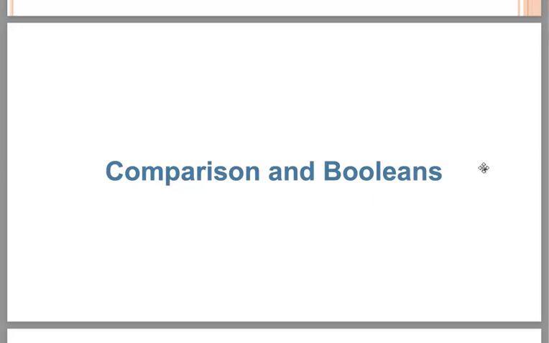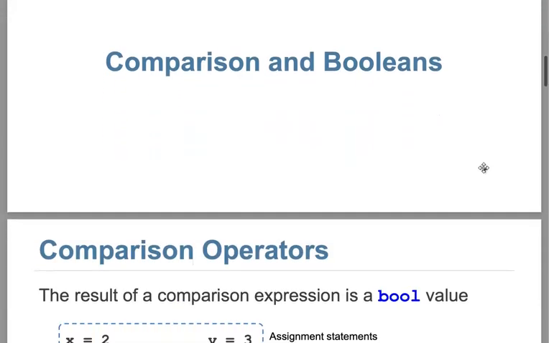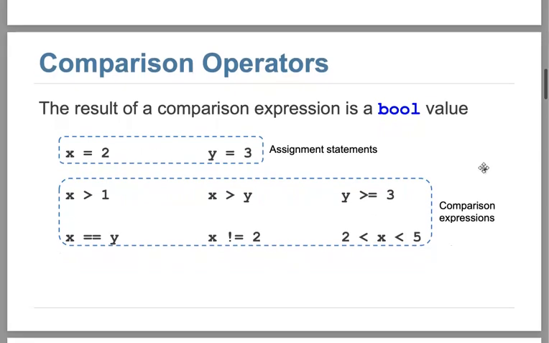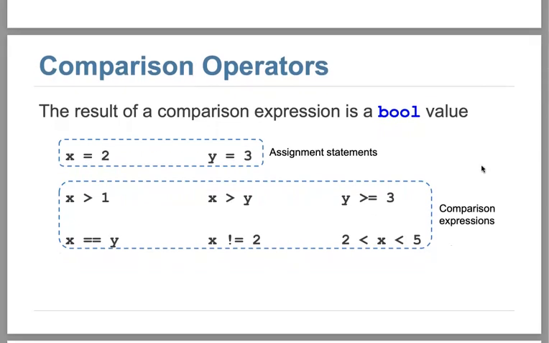Before we talk about comparison, the first thing you need to know is what comparison operators are. When we say the result of a comparison expression, it will be a bool value. The bool value in programming actually came from boolean. That means your result is either true or false. So that's what we call comparison, right?